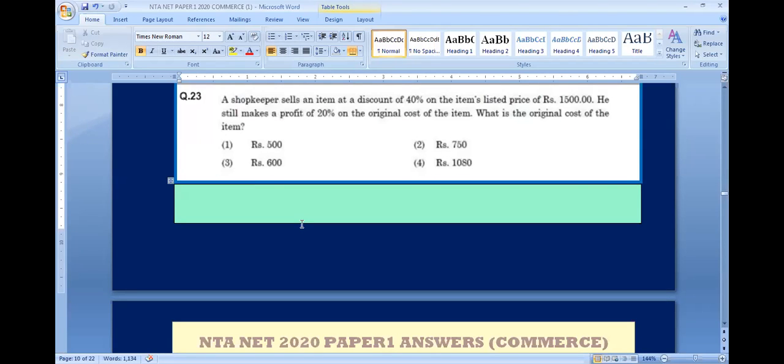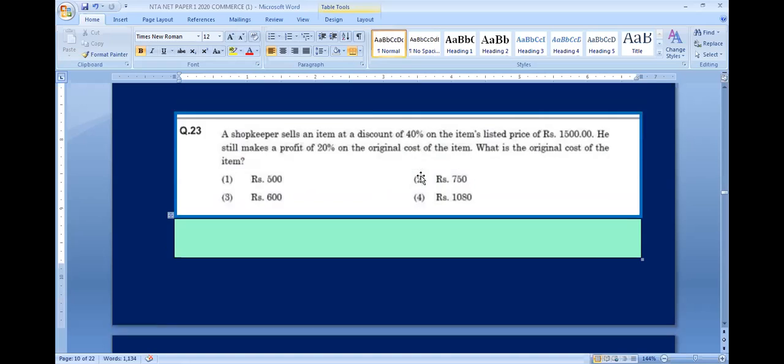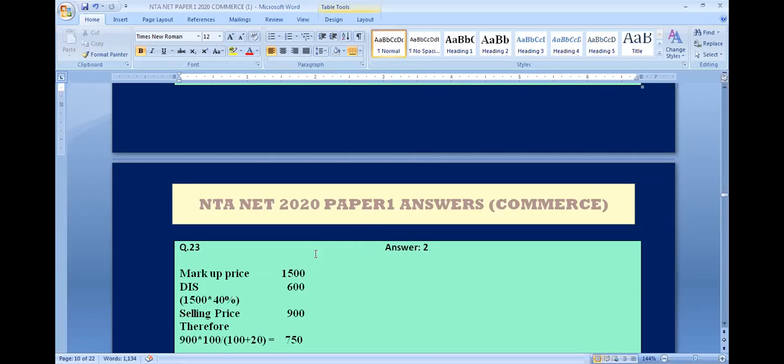A shopkeeper sells an item at 40% discount on the listed price of rupees 1,500. It still makes a profit of 20% on the original cost of the item. What is the original cost? So here look at 1,500 is the markup price. Let us say MRP. And he is giving a discount of 40%. What is 40% of 1,500? It is 600.